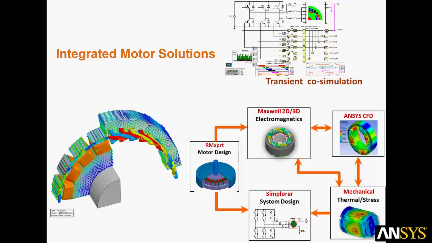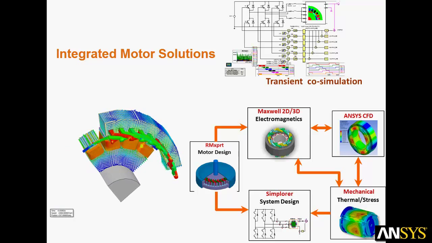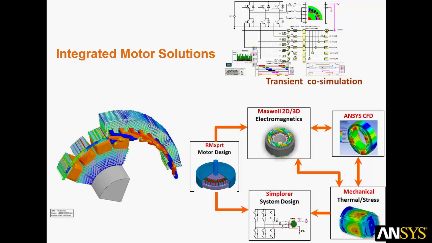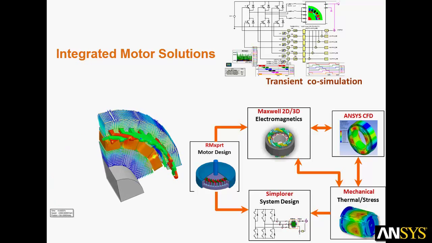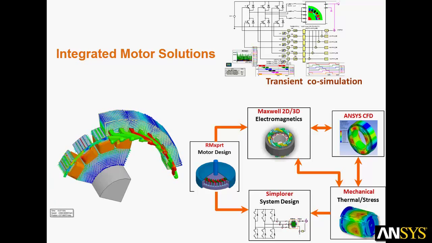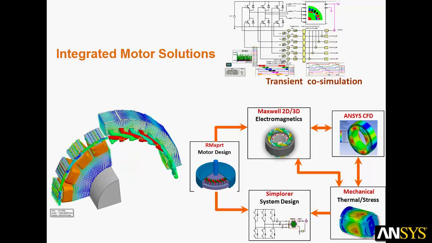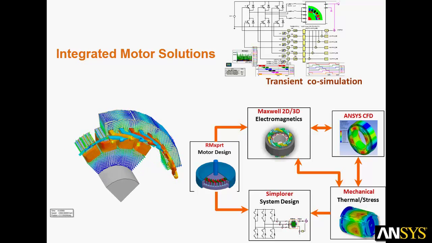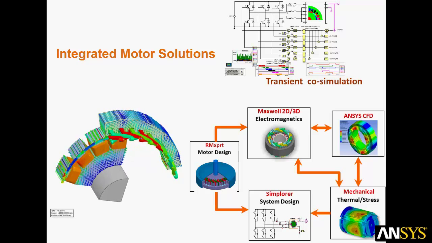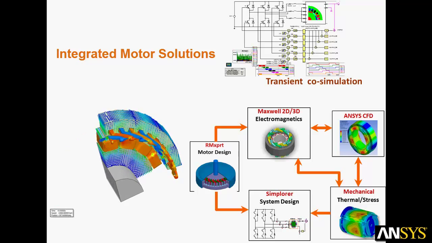RMExpert provides the initial motor design and 2D and 3D models. Maxwell performs 2D and 3D electromagnetics analysis. ANSYS CFD and ANSYS Mechanical are used for thermal and mechanical stress, and Simplorer ties all the physics together in a top-level system for drive circuits and other behavioral components.